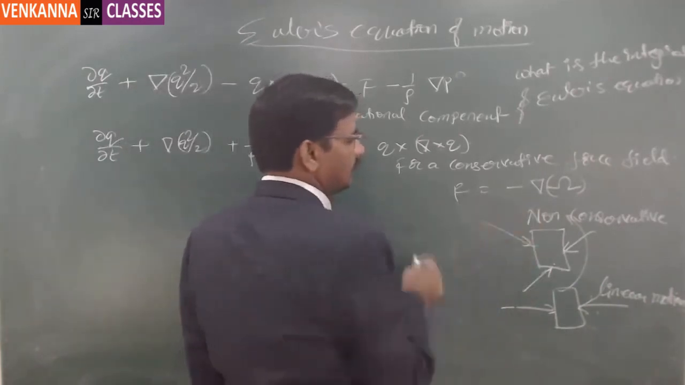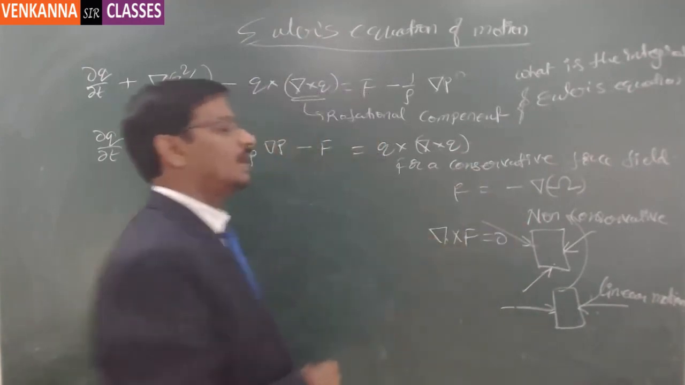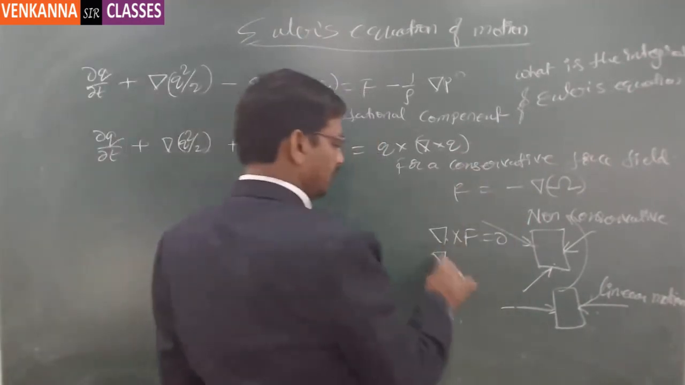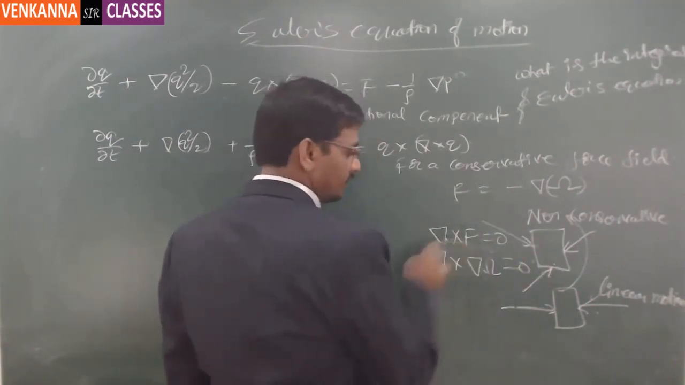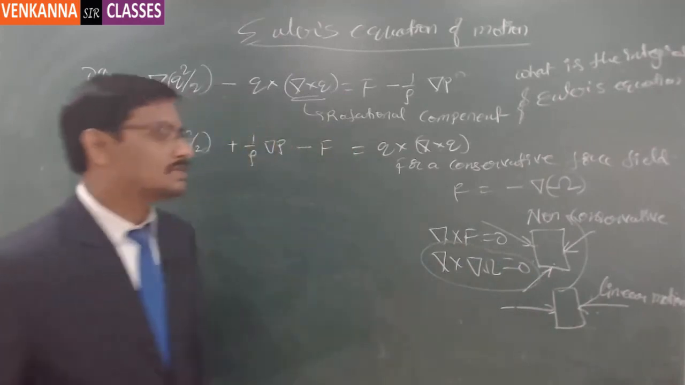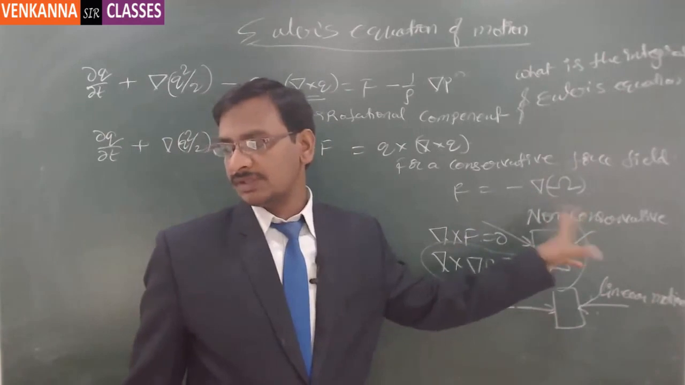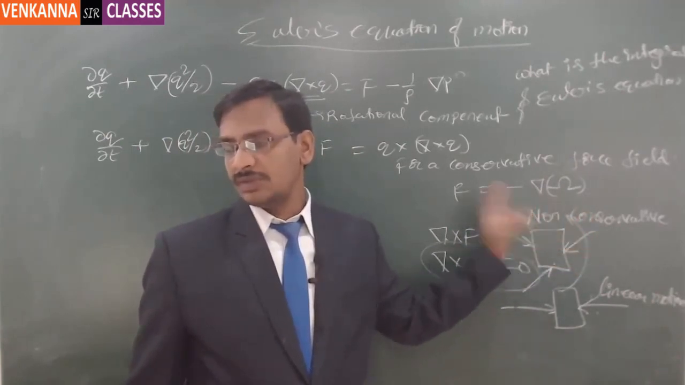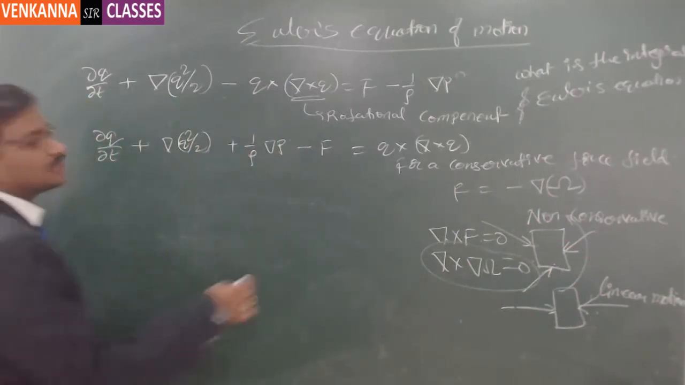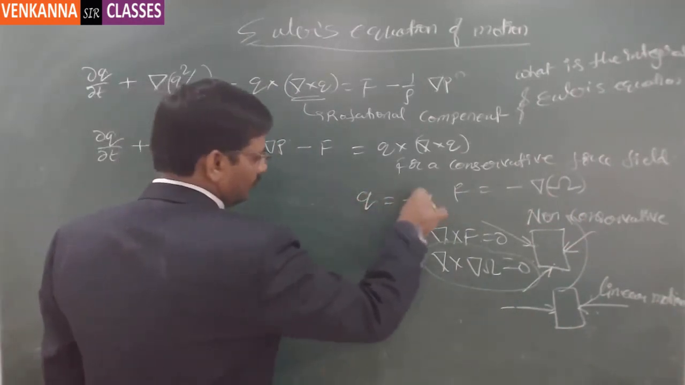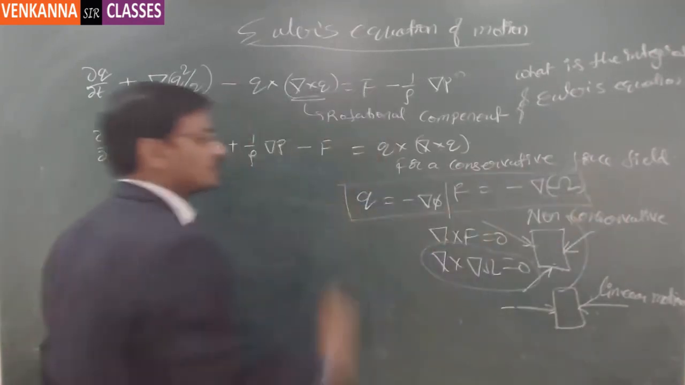Now for a conservative force field, del cross F will be 0 definitely. If del cross F is 0, then by the vector identity, del cross del omega is again equal to 0. So that's exactly the reason we can express F as minus del phi. As I told you, this negative sign is there because the potential difference is in the opposite direction. That's why we always take the reference as negative. So that is minus del phi, and Q can be expressed as minus del phi. These are the two important aspects which we are going to use in the integral of Euler's equations.